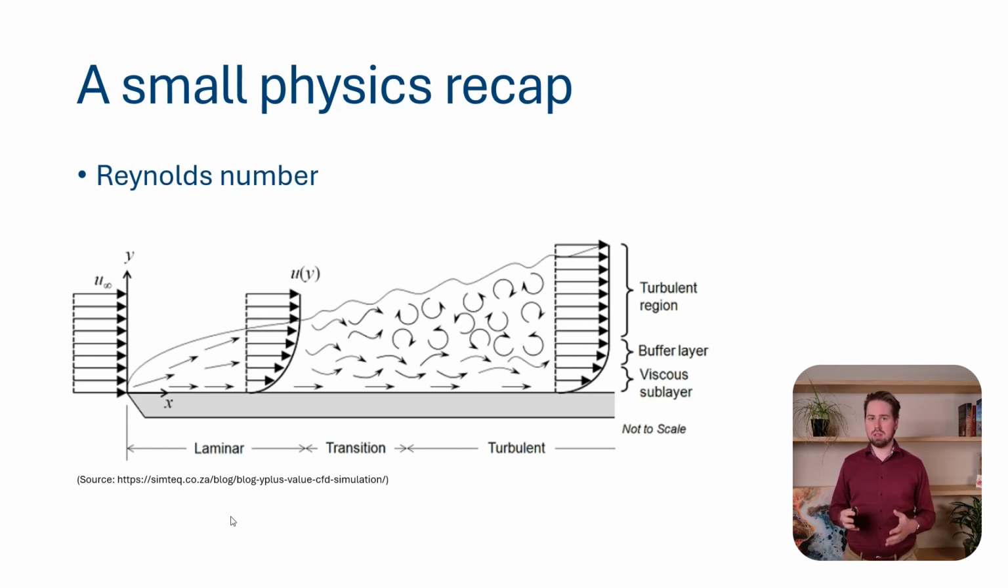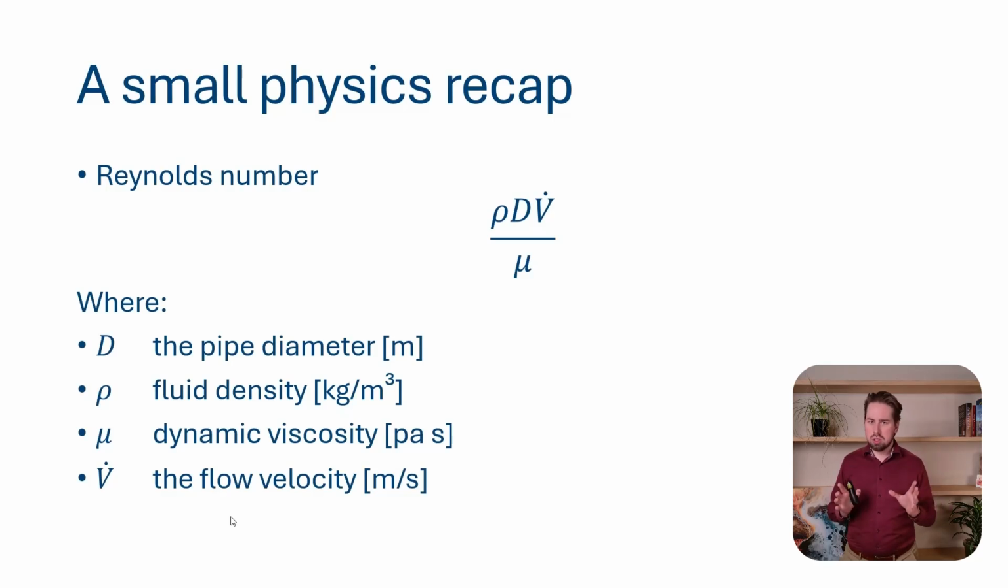Now this Reynolds number is a non-dimensional number depending on a couple of factors, and the formula is given on the slides. It depends on your pipe diameter, which is known. It's determined upon the parameters you use to design your borefields. We have the fluid density and the fluid viscosity, and we have the flow velocity.